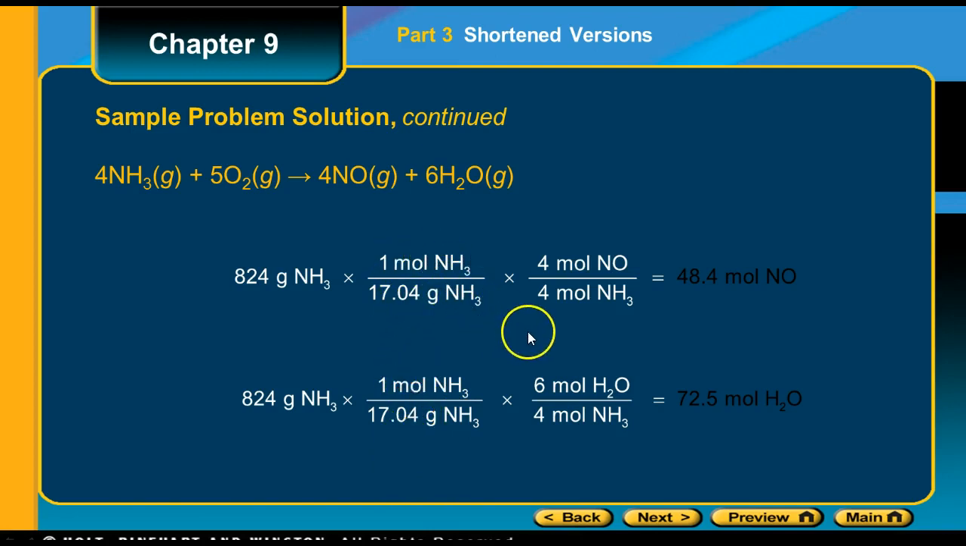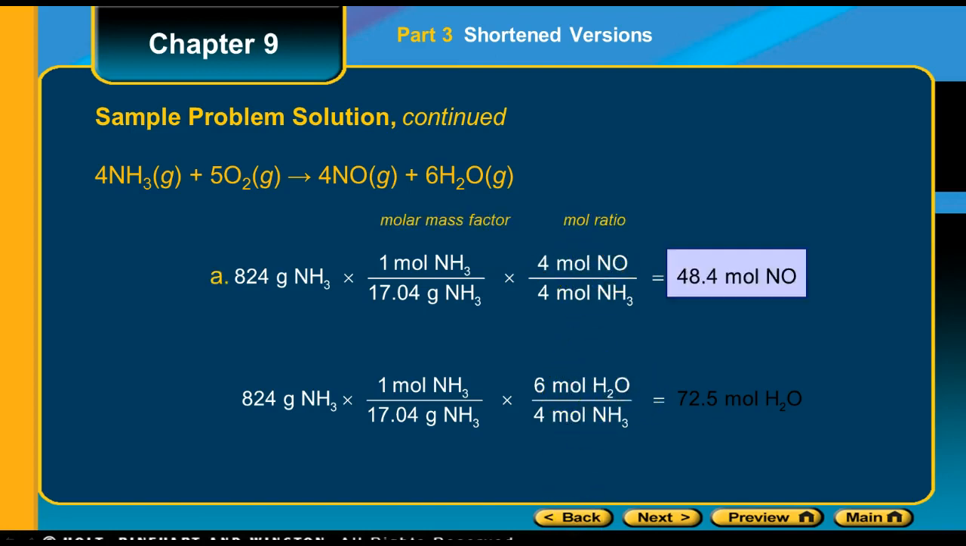On the next fraction, you have moles of NH3 on the bottom in both cases. And on the top, you have moles of whatever substance you were looking for. In this line, it's moles of NO, and on this line, it's moles of H2O. So we have our molar mass and our mole ratio, and we got two different answers.